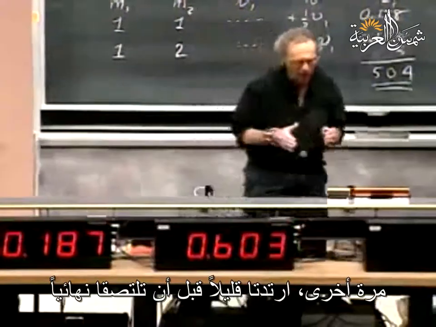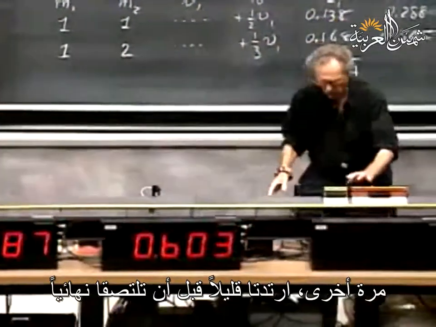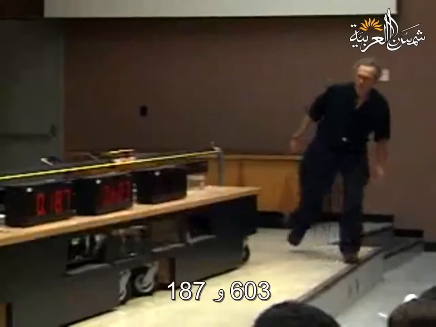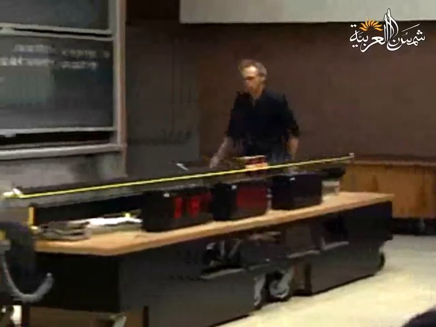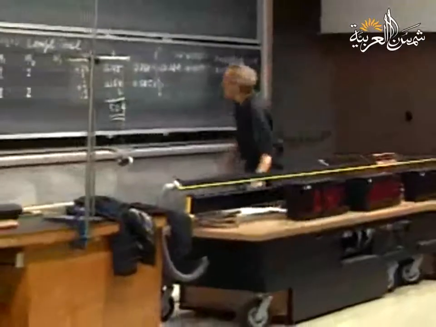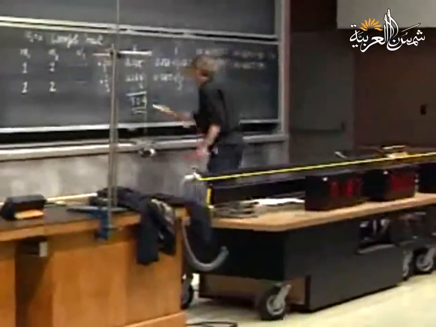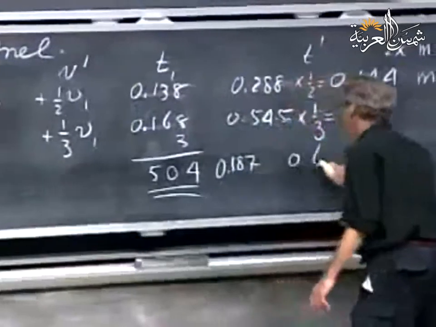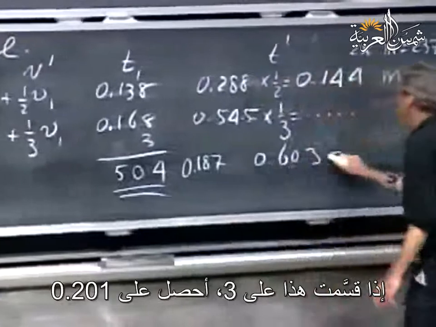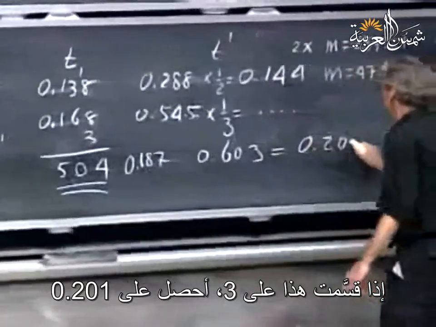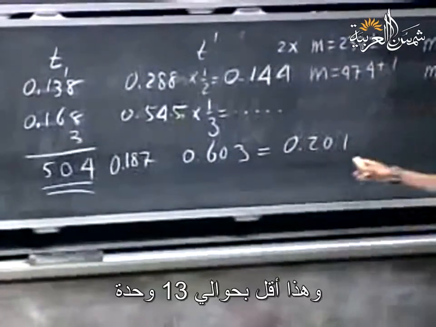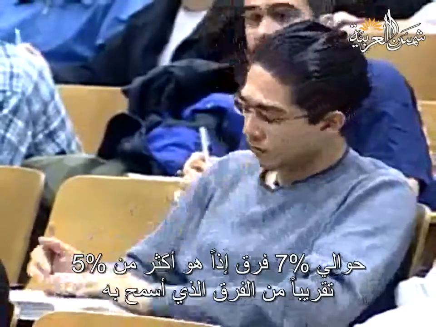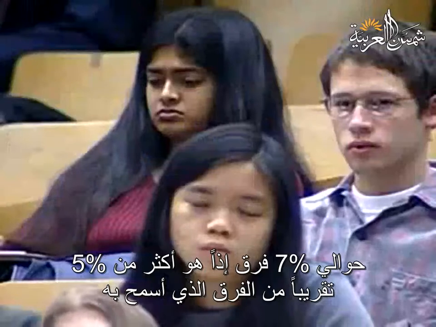Again, they bounced a little before they finally merged. 603,187. 187, 603. If I divide this by 3, I get 0.201, and that is off again by about 13 units, about 7% difference. So it's a little bit more than the 5% that I allowed for.